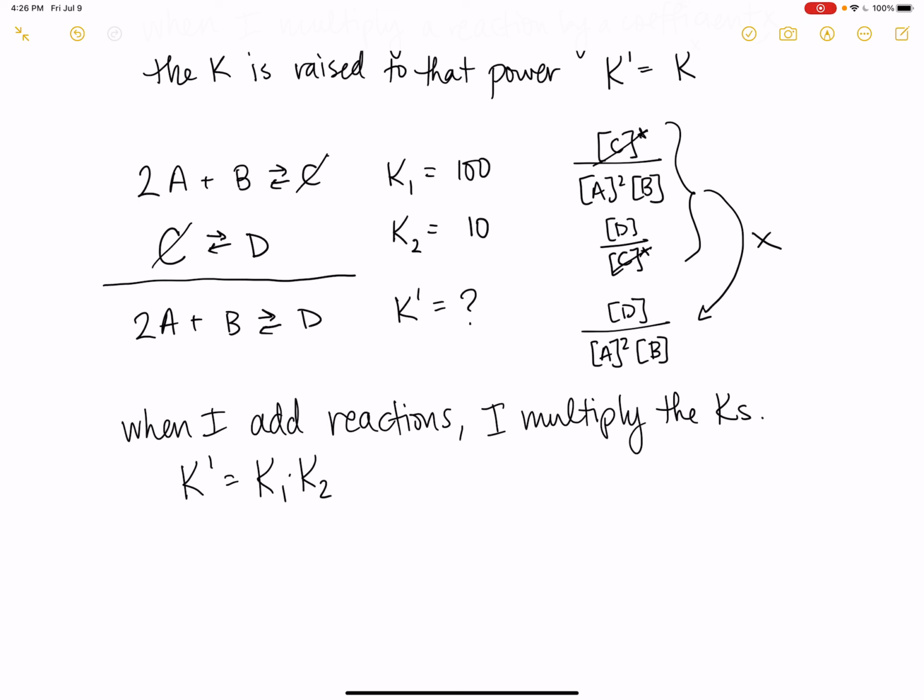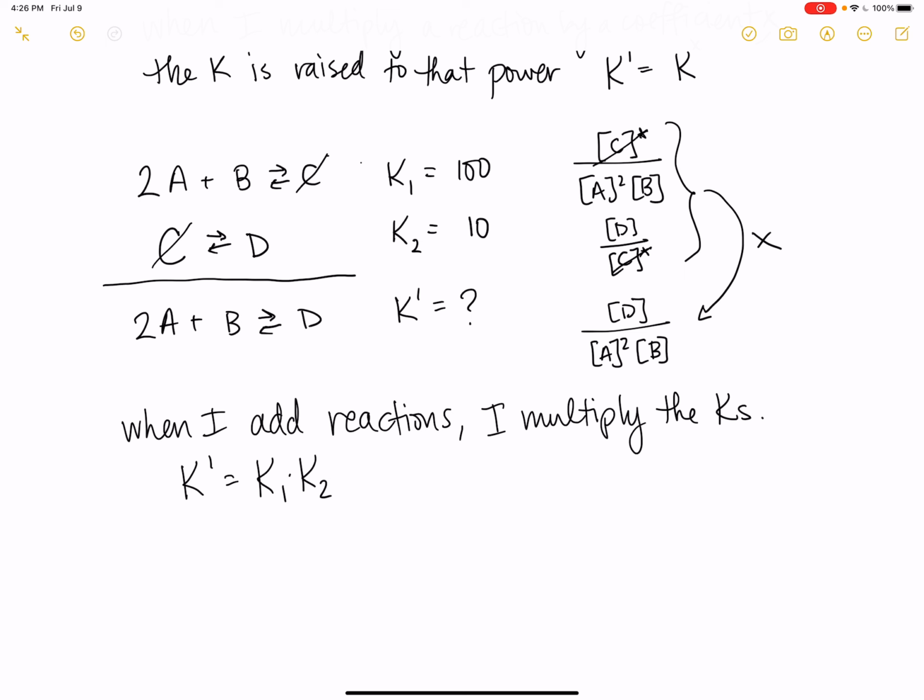Okay, now I should note you can combine these rules together. Just do one thing at a time. For example, if I needed to multiply one of these reactions, I would multiply it and get the new K that's raised to that power. And then when I'm adding the reactions together, I just multiply them by each other.